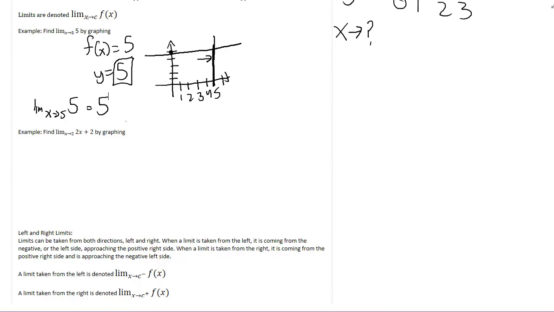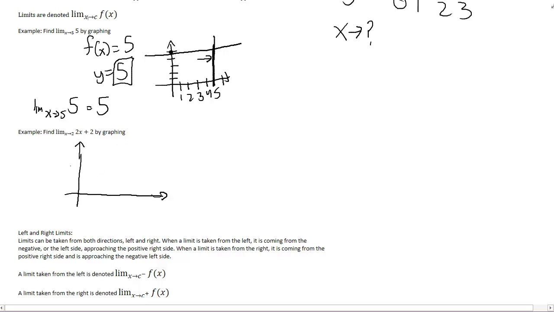For our second example, we have the limit as x approaches 2 of the function 2x plus 2. So let's just draw that out like we did last time. So we have this graph, our axes, and we have a point 2, x is equal to 2. And the slope, 2x, so that's going to be fairly steep. And it's just going to go up and up and up and up and up.